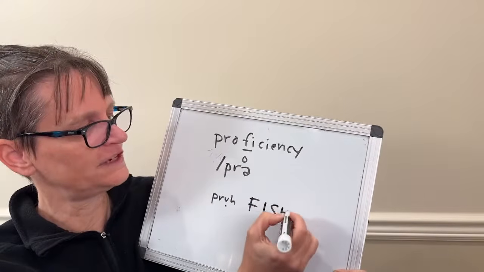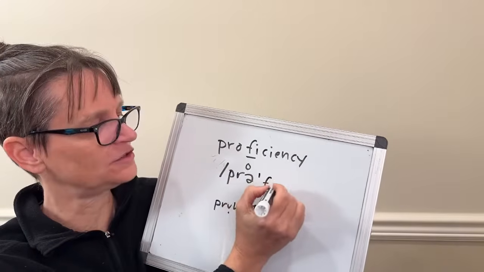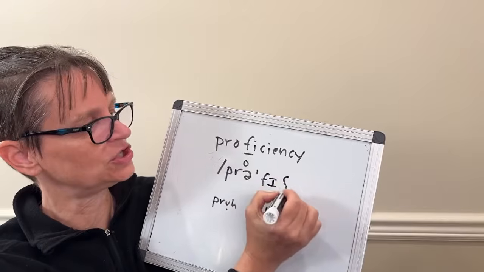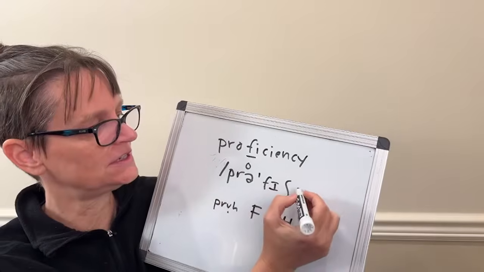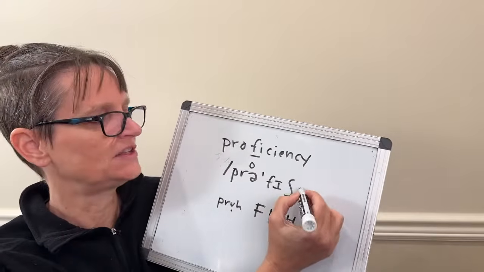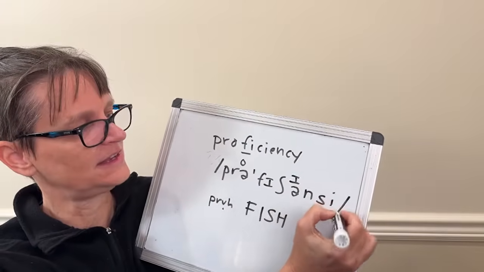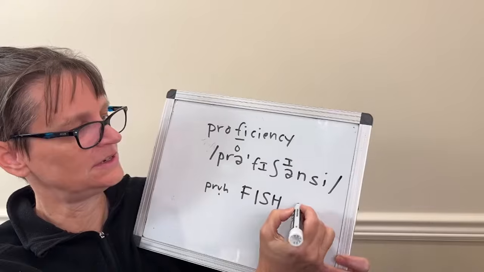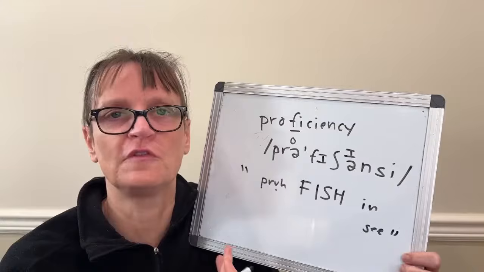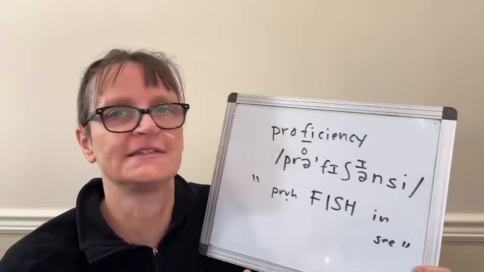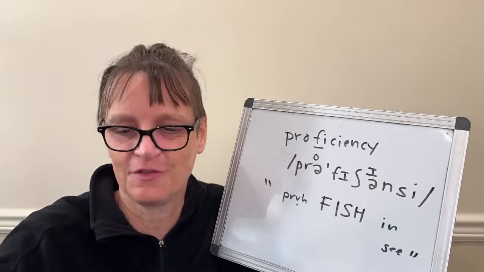Then we have the "fi" syllable. I'm going to write it as "fish" because that'll help you keep that I sound short. So we have the stressed I. CI says the "sh" sound, like efficiency. You might see it as a schwa or an I in the dictionary, then the N, S, and the E sound. So proficiency. We need to improve our proficiency and efficacy in this place. Yeah, that's a good word. Thank you for that request.